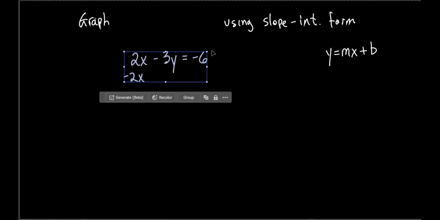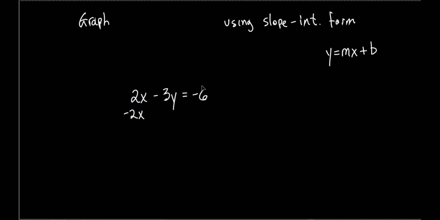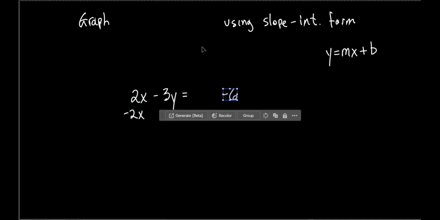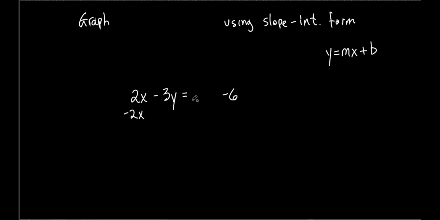Let's move this down a little bit. Watch what I'm going to do. I'm going to push this negative 6 over a little bit, right? I didn't move it to the other side. I just gave it some room. I'll show you why. If I subtract a 2x from this side, I'm going to subtract a 2x from the other side. But I can't subtract a 2x from a 6 or a negative 6 because they're not like terms. So I'm just going to slide it in right there.